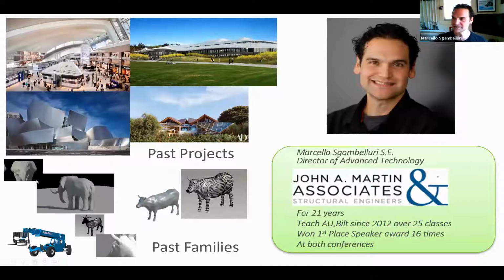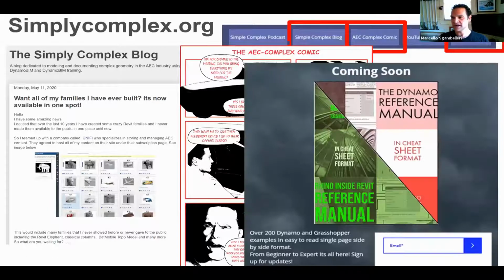Here are some of the families that I built inside of Revit. You may recognize the Revit elephant, cow, and so on. The idea here is I like to push software to its limits and teach the world. I still regularly talk virtually now, but around the planet. Check out some of my classes in the past. Also, I run a virtual website, like a media hub. It's called Simply Complex. It's got a blog post, a comic, and a Dynamo, Revit, and Rhino inside Revit book that will be out very shortly. So head on over there and sign up for updates.